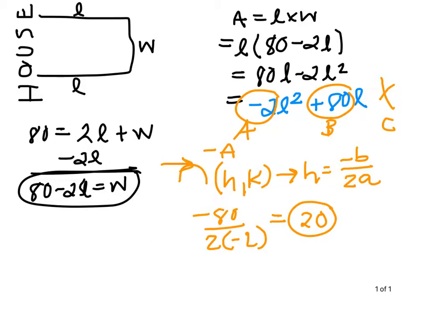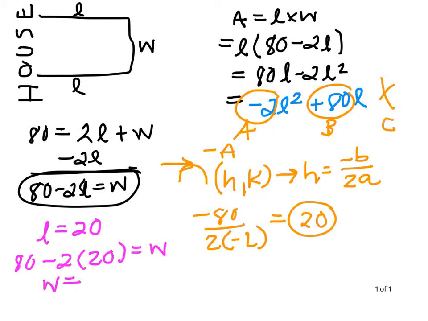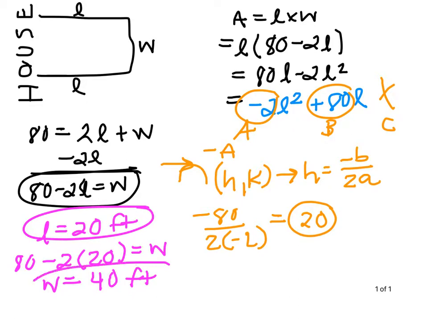But remember, H is equal to X, it's equal to L. So L is equal to 20. And we can solve for W by doing 80 minus 2 times 20. That's equal to W. So W is equal to 80 minus 40, so 40. So that's actually all the question asks you for.